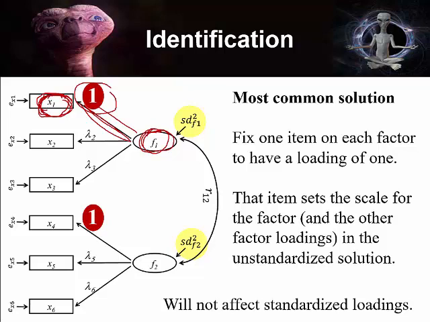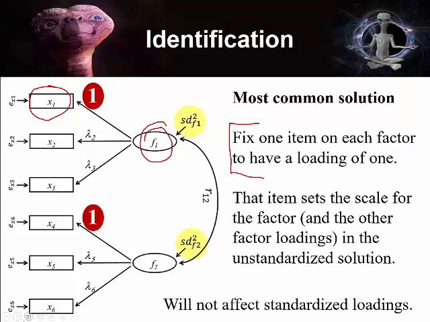Rather than leaving that loading free to vary, so originally that was going to be a lambda that was free to be anything it needed to be, I'm going to constrain this pathway and say it has to be exactly 1. If I constrain that pathway to be 1, that's saying the scale for my latent variable is going to be the same as the scale for that first item. So I'm going to fix one item from each factor to have a loading of exactly 1, and I'll do that for each factor.